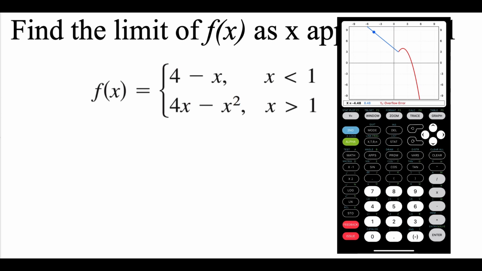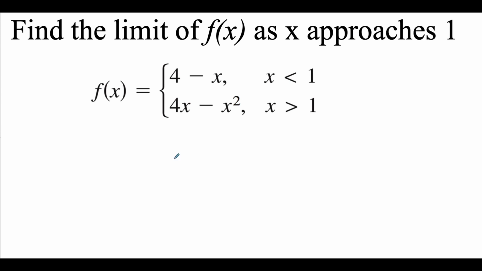If I approach 1 from the left-hand side with this blue graph that I've got in my picture, it looks like I'm getting closer and closer to a y value of 3. But then if I approach from the right-hand side where we've got this red parabola graph, again, as I get closer and closer to 1, it looks like my function value, my y value, is approaching 3 again.